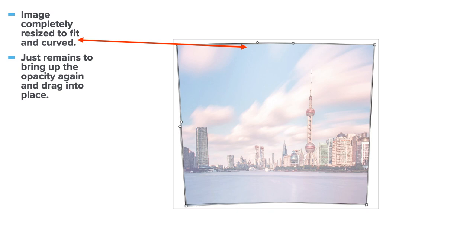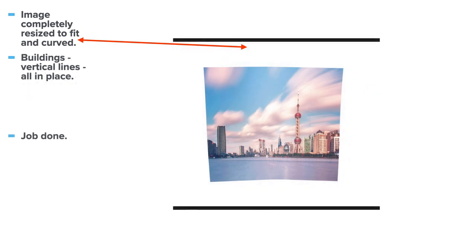Or you can bring the whole image in. I've completely resized the image, dragged it in so all the sides are correct, and there's enough lean on there. You can see the building on the left hand side has got a nice lean on it. The curve at the bottom is up and the curve at the top is up. So that image has been bent to fit inside that shape. Just remains to bring up the opacity again and drag it into place. And there it is. The image is completely resized to fit and curved. Buildings, vertical lines, all in place. When you wrap that around your mug, it will look beautiful.